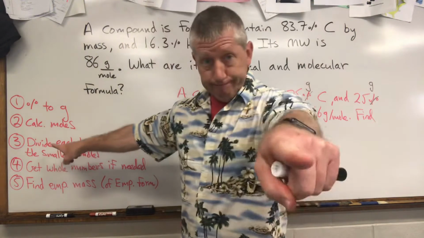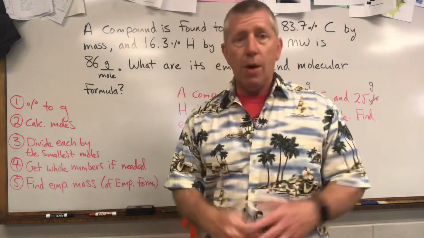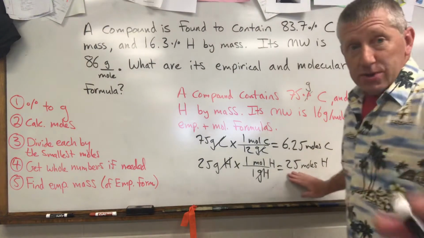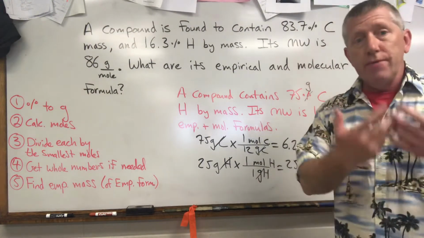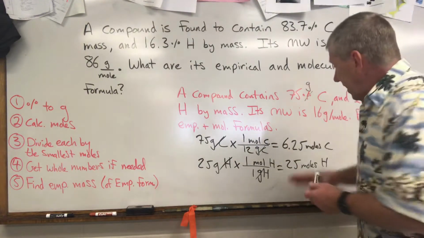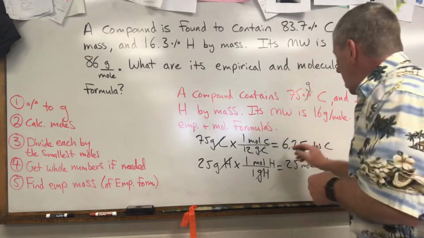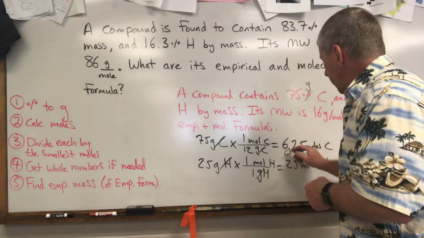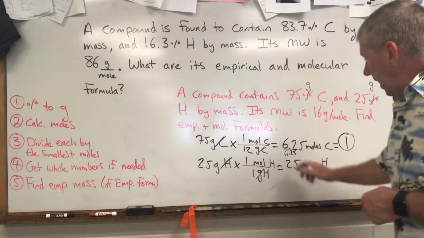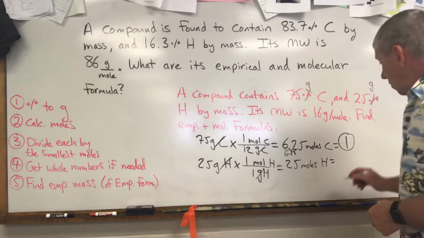Step 3, divide each by the smallest moles. Now what I'm talking about is an abbreviation for this. I'm going to divide each of these moles that I just calculated by the smaller number of the moles. Now the smaller number, 25 or 6.25, is 6.25. So take each one and divide it by 6.25 because that's the smaller of the two numbers. Now you know 6.25 divided by itself equals 1. Okay? And 25 divided by 6.25, you can do that math. It's 4. Right on the button, too.